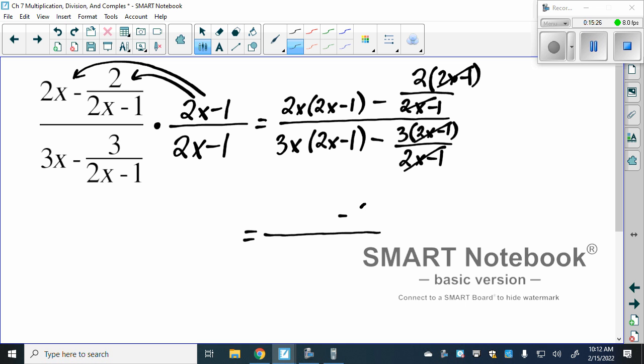Well, we do know that we'll have the minus 2 and minus 3. Now we can go on and multiply the first two. We can multiply 2x times 2x minus 1. Well, 2x times 2x is 4x squared minus x minus 2. The denominator, 3x times 2x is 6x squared minus 3x minus 3.